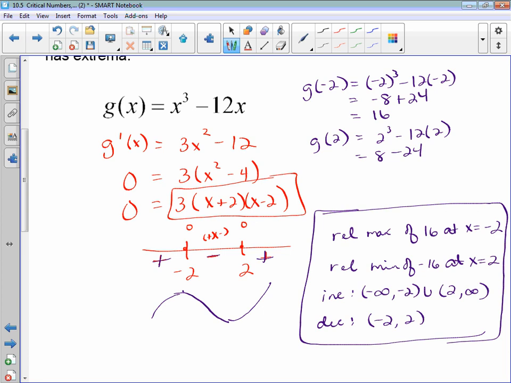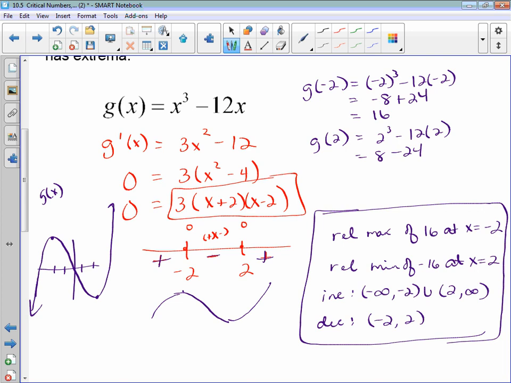So the derivative is the slope of the tangent line. So what that means, so this graph, if I actually graphed x cubed minus 12x, at negative 2, I'm up here at 16, and at positive 2. So like your graph, that's the graph of g of x.